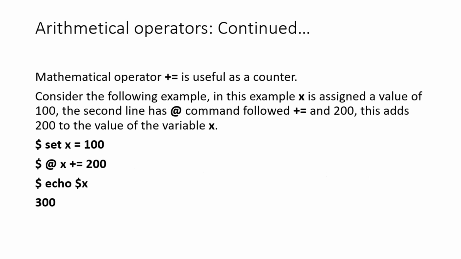We continue with arithmetical operators. A special command called @ is used to perform arithmetical operations in the C shell. The mathematical operator += is useful as a counter. Consider the following example. In this example, x is assigned a value of 100. The second line has the @ command followed by += and 200. This adds 200 to the value of the variable x. So the end result is 300.